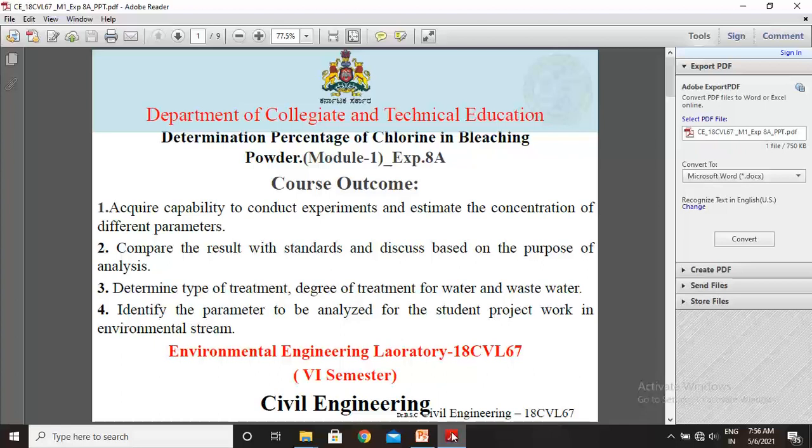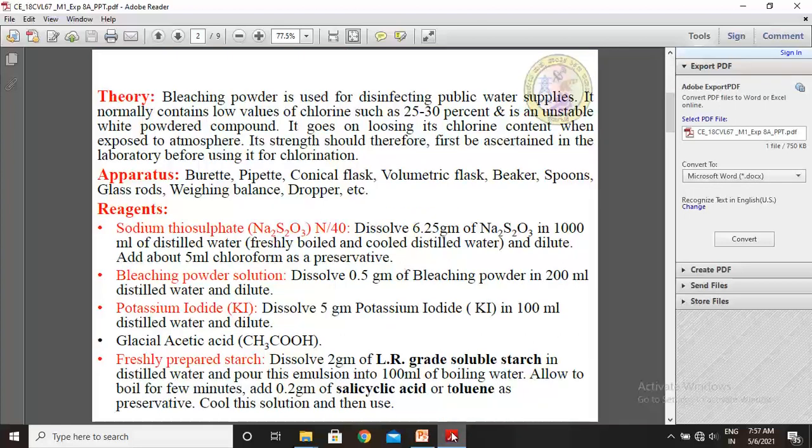Subject title is Environmental Engineering Laboratory and the subject code is 18CVL67. This comes in the 6th semester in civil engineering departments. Theory for these experiments.